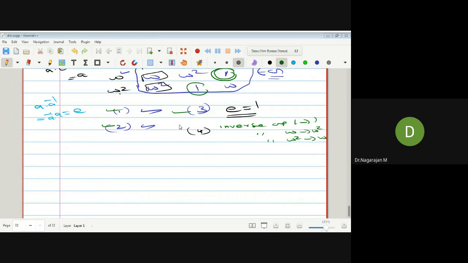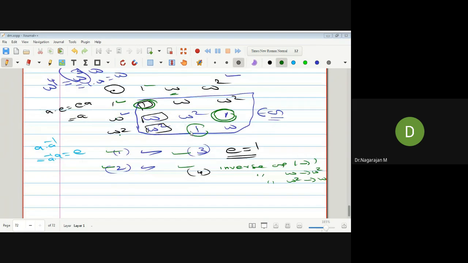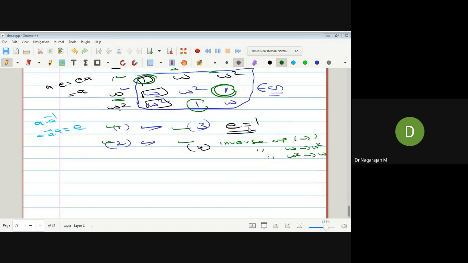Therefore, this is a group. Next, abelian group. From the above table, the commutative law is easy to prove. Omega into omega squared is 1, and omega squared into omega is also 1. Therefore, the commutative law is satisfied. All five properties are satisfied. Therefore, G comma dot is called an abelian group.